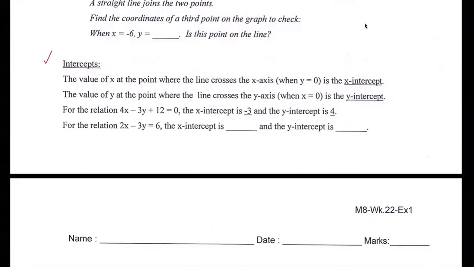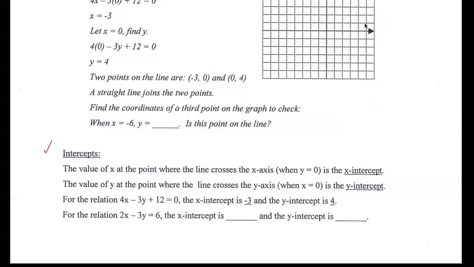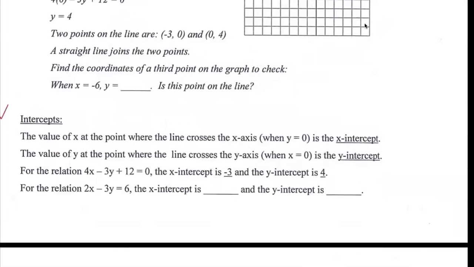So the value of x at the point where the line crosses the x-axis is the x-intercept. The value of y at the point where the line crosses the y-axis is the y-intercept. Okay, so this might be a little bit hard to understand. So let's draw a graph and then you understand right away.